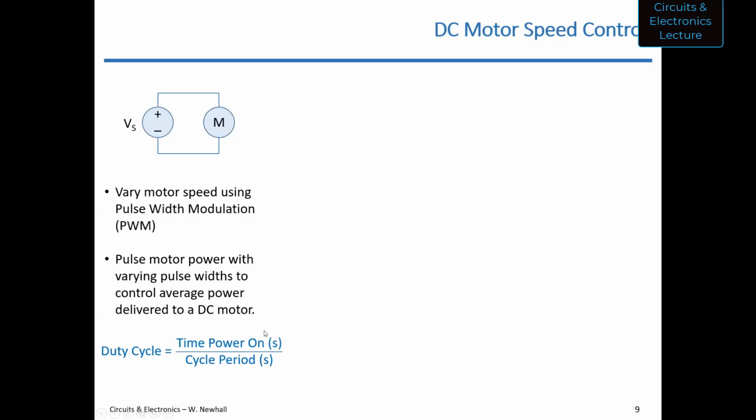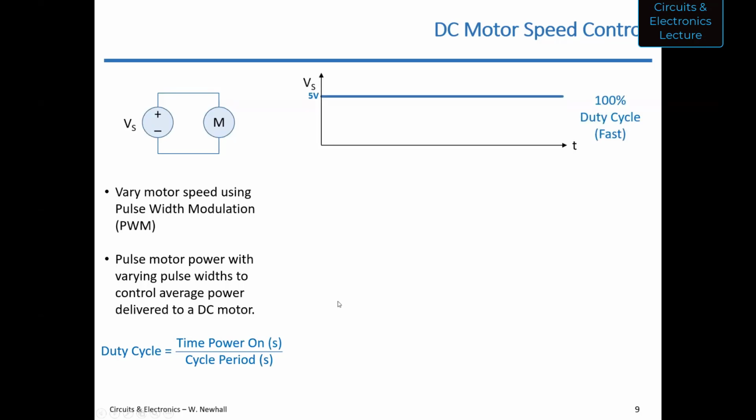We're going to use that duty cycle to control the amount of power delivered to the motor and the speed of the motor. So if you want the motor to turn its fastest speed, you power it up. Let's say it's a 5-volt motor. You turn it on and you let it run, and that's as fast as that motor can run.